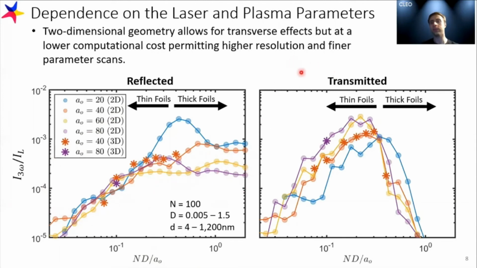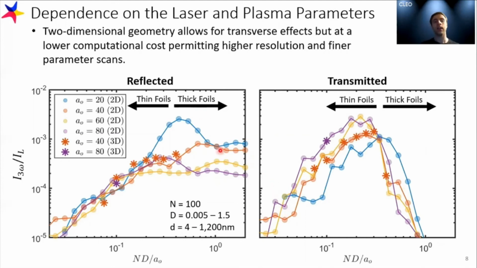Looking specifically at the transmitted radiation, we see that for very thick foils, there's very inefficient harmonic generation. This is because there's no clear formation of the aperture in this case, and so any harmonic generation in the transmitted direction will be filtered out by the laser. As we decrease the target thickness, though, we see a peak in the efficiency of the third harmonic at ND over A naught of 0.2 or 0.3, which then subsequently decreases as the target thickness is decreased.